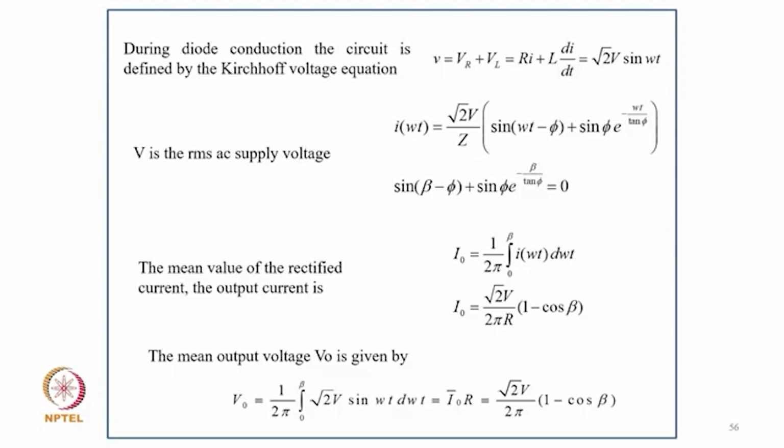So the value of the mean rectified current in the output is I0 equals 1 upon 2 pi integral from 0 to beta of i d omega t, and I0 equals root 2 V upon 2 pi R times (1 minus cos beta). The mean output voltage is given by V0 equals 1 upon 2 pi integral from 0 to beta of root 2 V sin omega t d omega t, that is I average into R, that is root 2 V upon 2 pi into (1 minus cos beta).